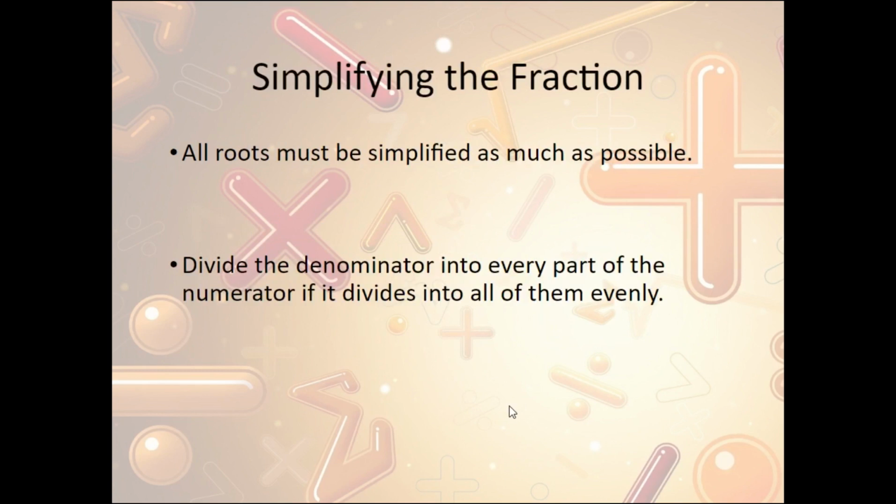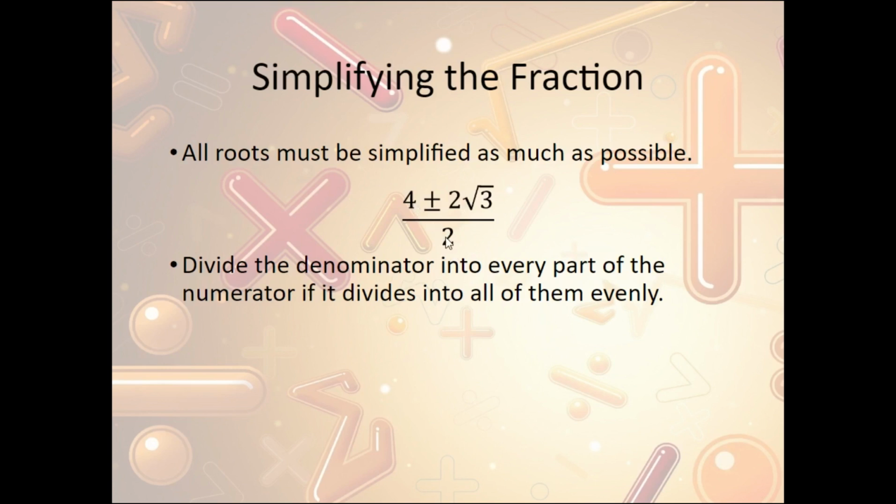Simplifying fractions, remember once you're done and you get your answer, make sure that you simplify the fractions as much as possible. So let's say I get 4 plus or minus 2 times the square root of 3 over 2. If this value in the denominator goes into both evenly, then you need to go ahead and divide it. If it only goes into one, then you leave it because it has to go into both.